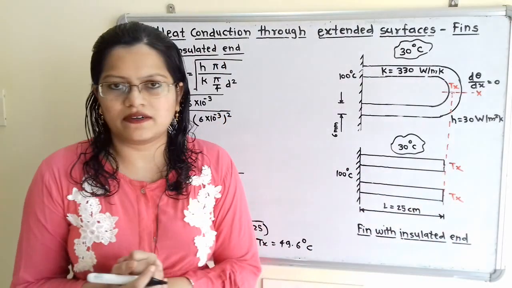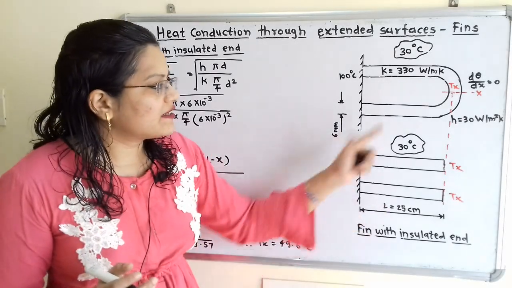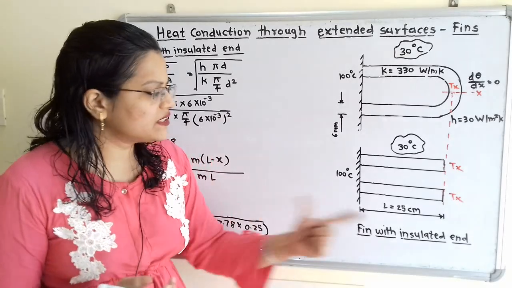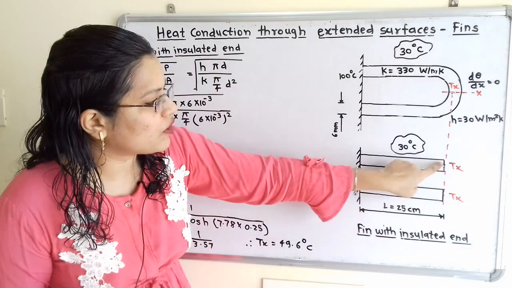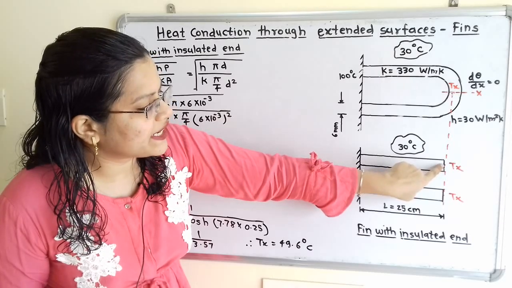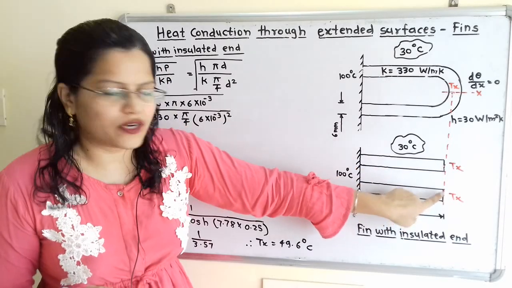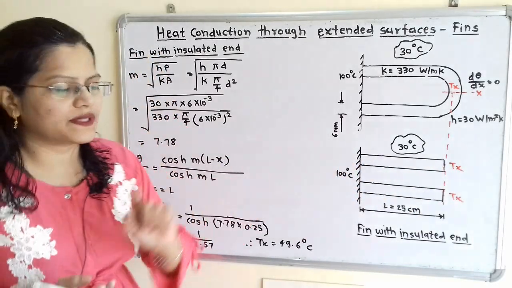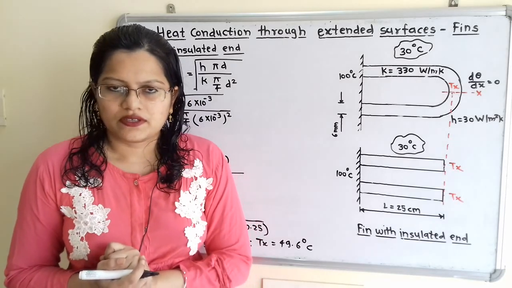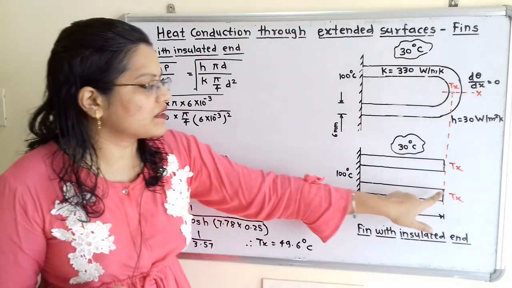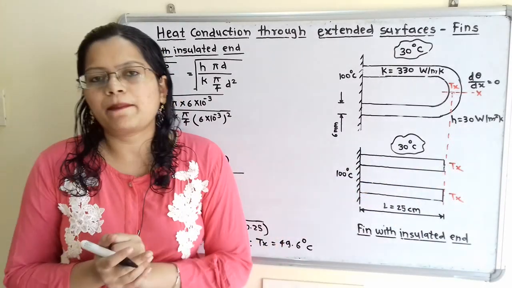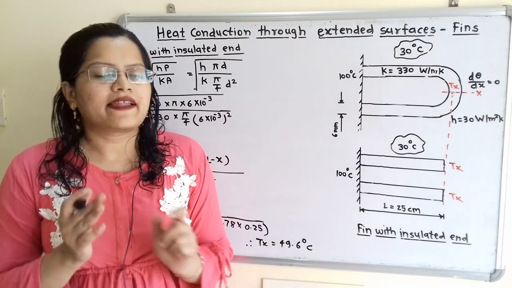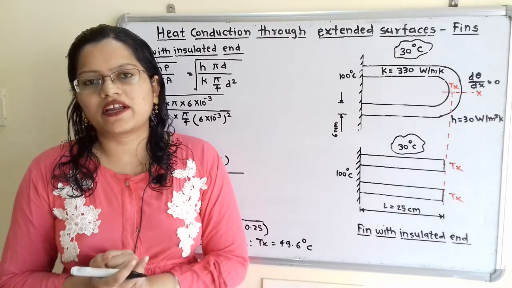Now to calculate the temperature at the center, we will consider only one fin, which has length 25 cm, because if we calculate the temperature Tx at this point or at this point, these two temperatures will be the same, because the length is the same and the base temperature is also the same. Now how to calculate the temperature Tx? For that we will apply the formula for the temperature distribution equation. What is the first step? We will calculate the value of m.